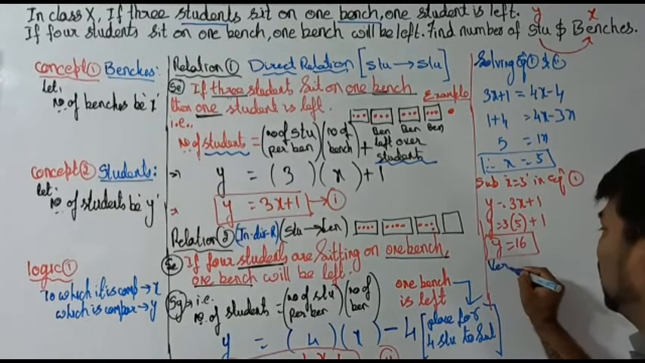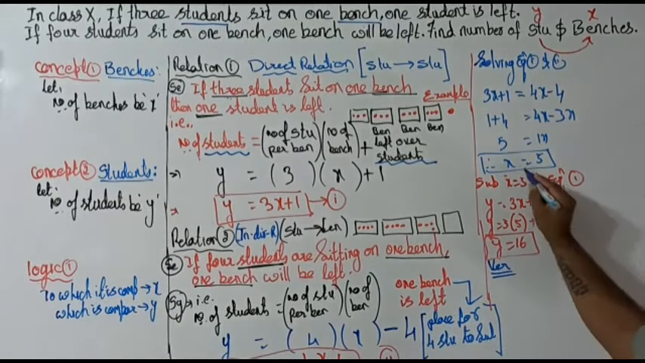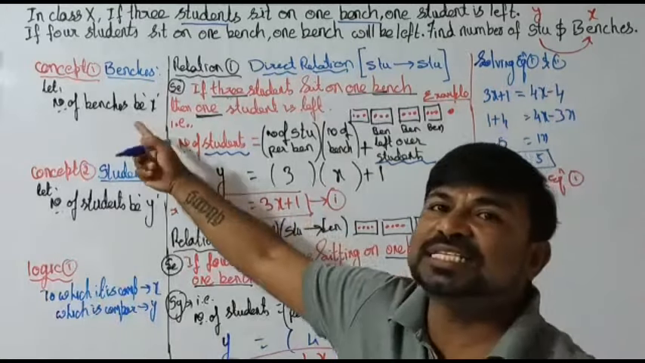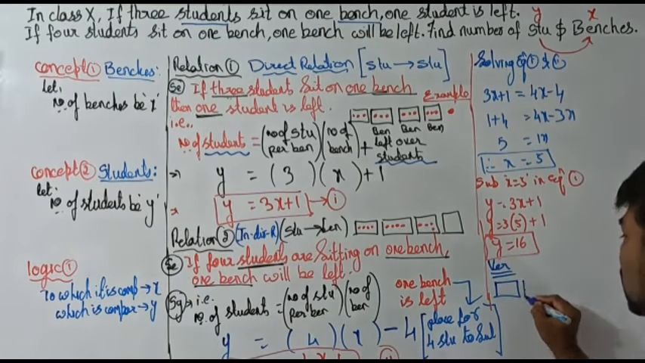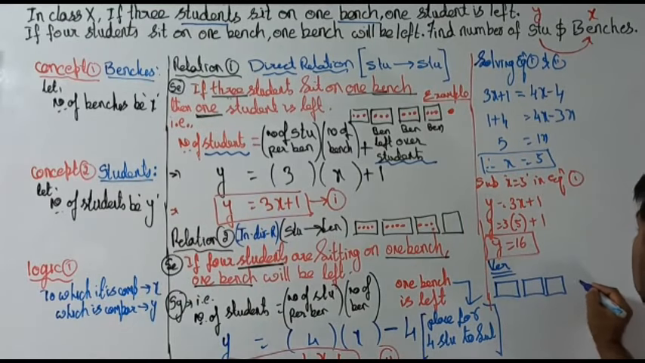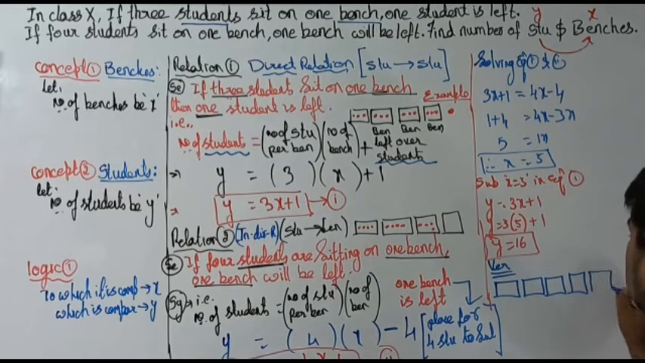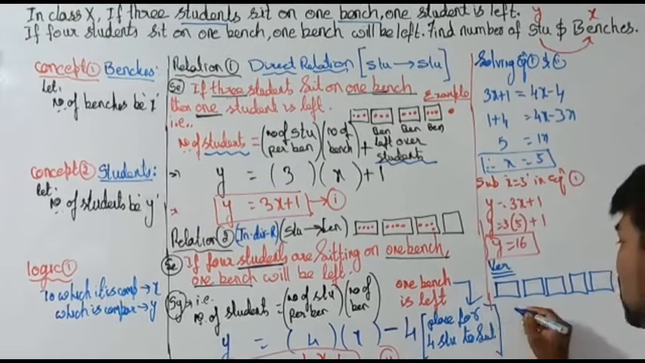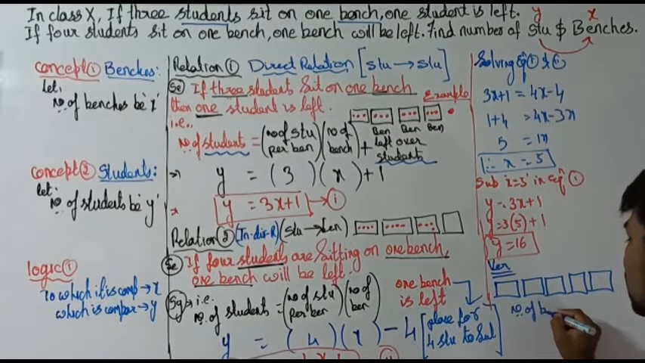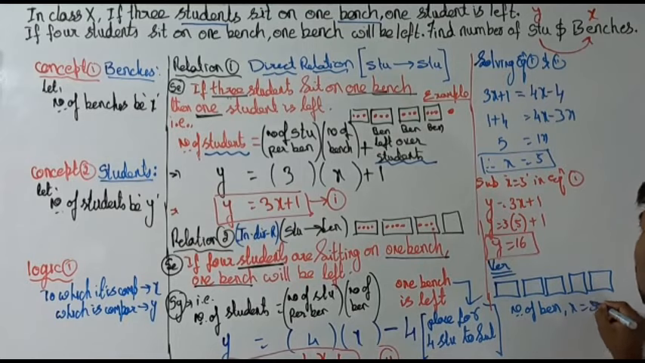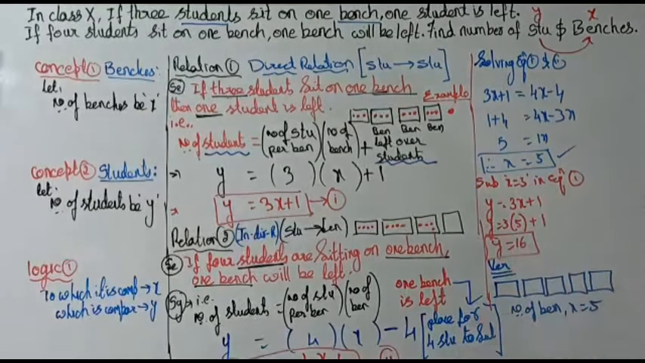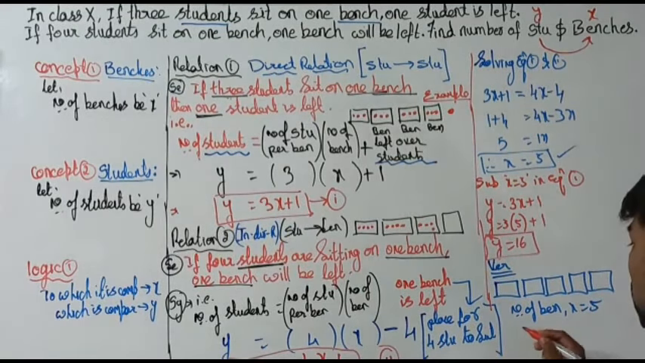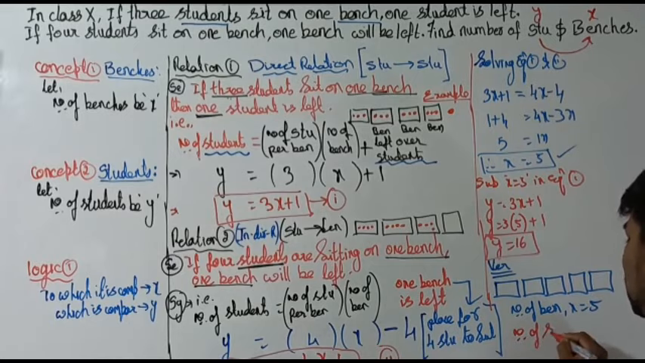So what is verification? According to him, x is equal to how many? x is the number of benches. How many benches are there according to him? 1, 2, 3, 4 and 5. The number of benches is 5, x is equal to 5. That is what we got. How many students are there? 16 students. Number of students, y equals 16.